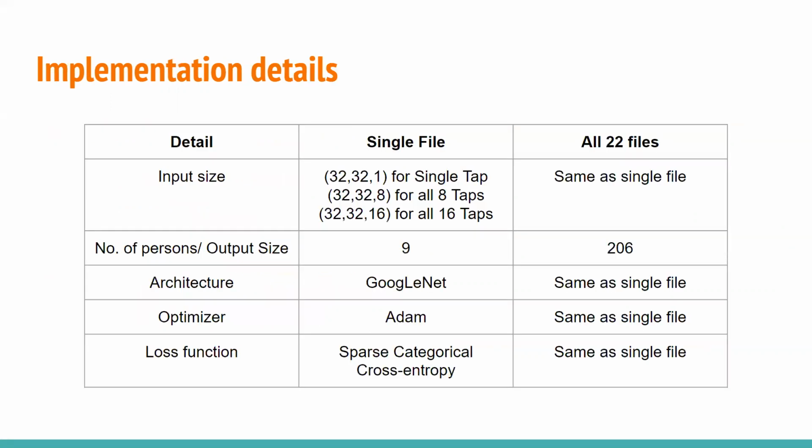So, in this table, you can see all the details of the model we employ. The only difference in single file and all files is the number of classes we are concerned with. For single file, we train with 9 persons instead of taking all 206. So this will help us in checking the efficiency of our model.